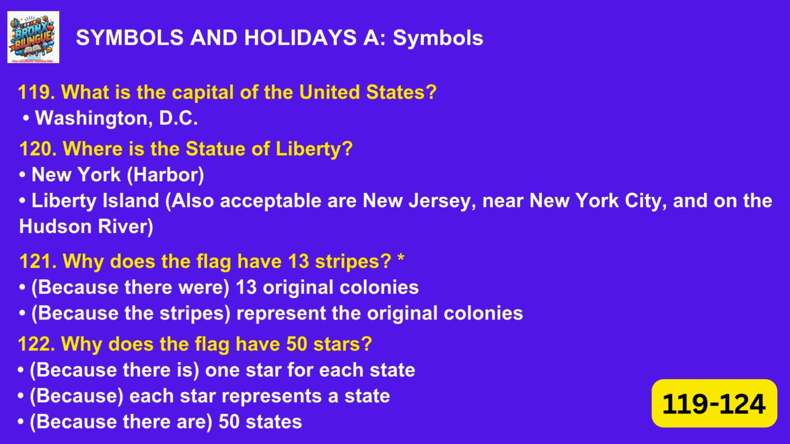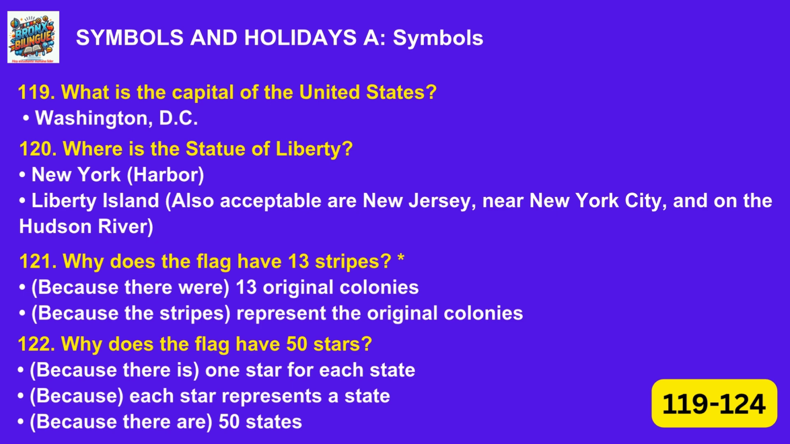Symbols and holidays. A. Symbols. 119. What is the capital of the United States? Washington, D.C. 120. Where is the Statue of Liberty? New York, Liberty Island. Also acceptable are New Jersey, near New York City, and on the Hudson. 121. Why does the flag have 13 stripes? 13 original colonies. Represent the original colonies. 122. Why does the flag have 50 stars? 1 star for each state. Each star represents a state.